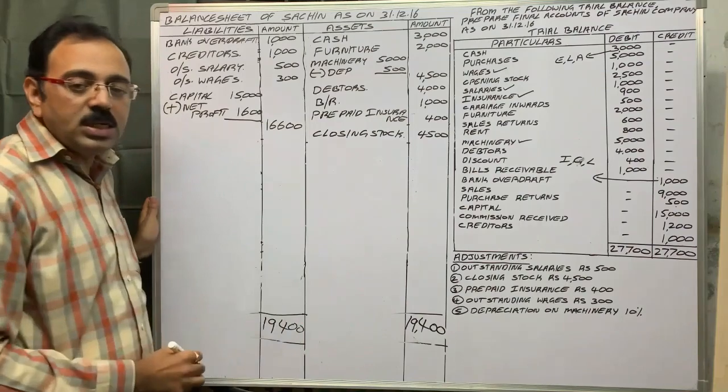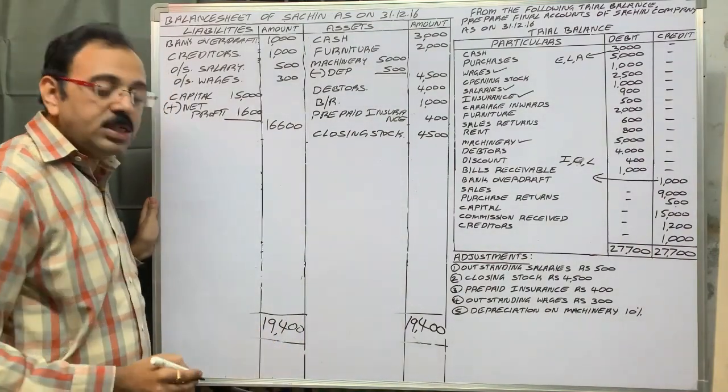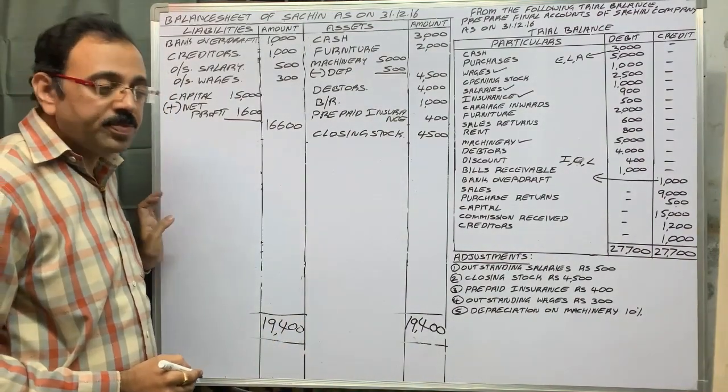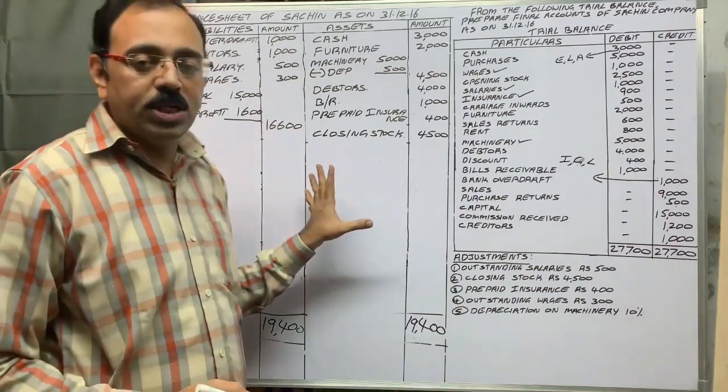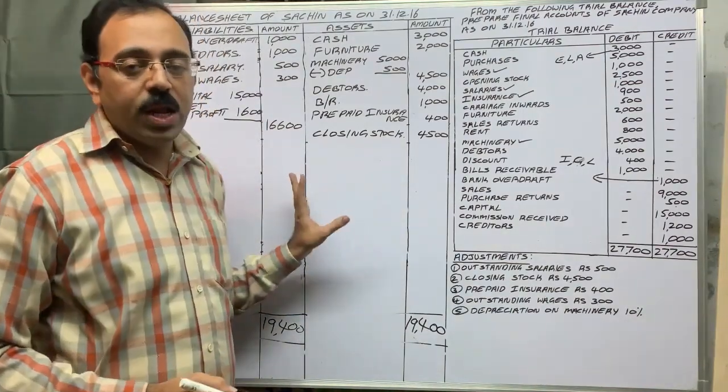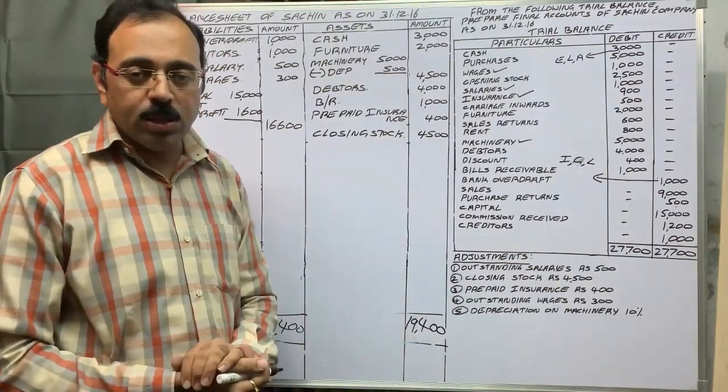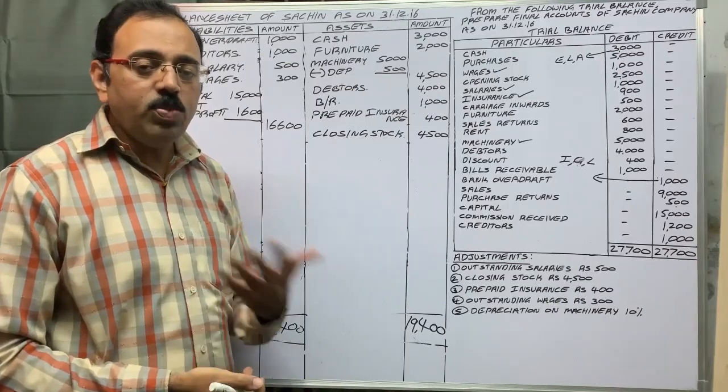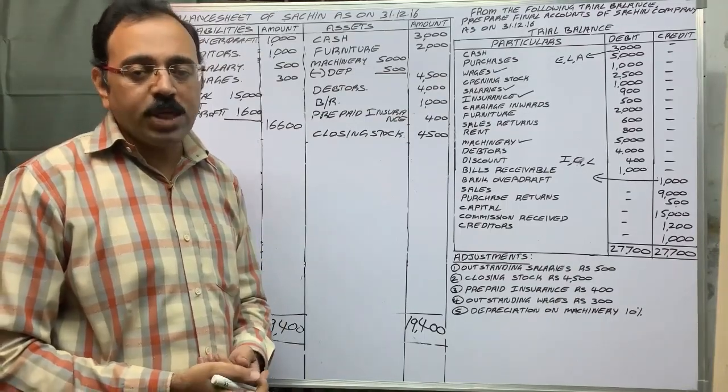So the balance sheet is tallied. Then your problem is correct. Okay, this is your balance sheet. This is final accounts. It is for 20 marks. Now the next problem is triple column cash book.